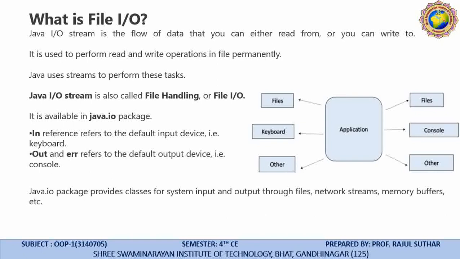So what do you mean by IO? Here, what is file IO? Java IO stream is a flow of data that you can either read from any device, or you can write to any device. So look at this figure.